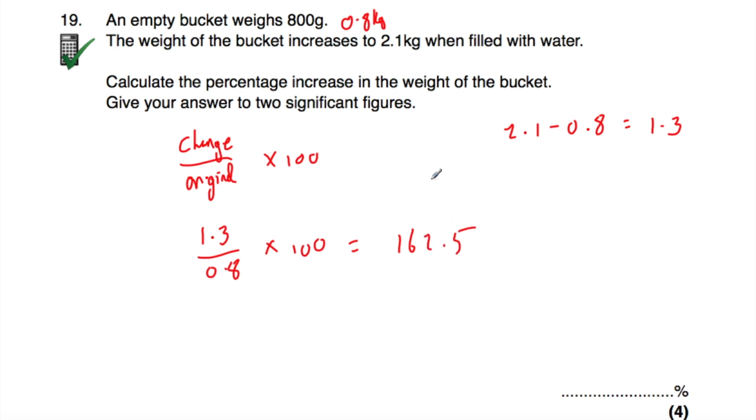162.5. Now we've been asked to give our answer to two significant figures, so we're going to round this to two significant figures, so it'll be two digits followed by zeros, so that's going to be 160. And so that means our answer will be 160%. The percentage increase in the weight of the bucket to two significant figures is 160%, and that's it.